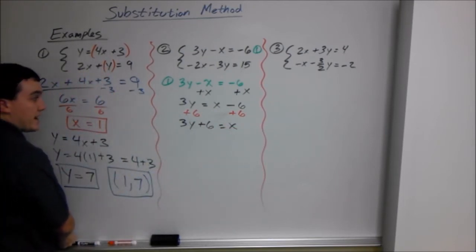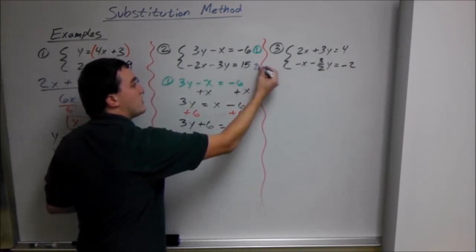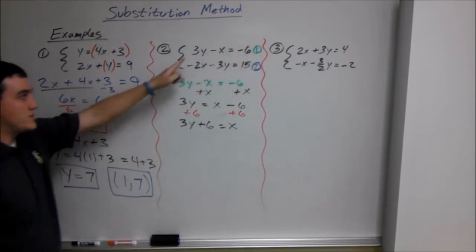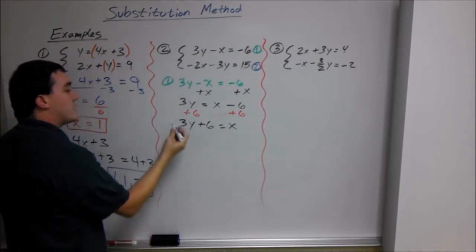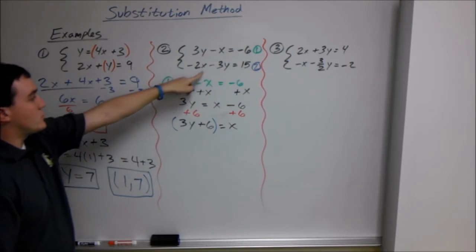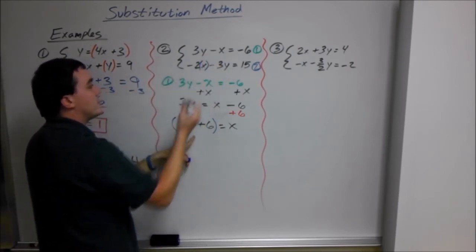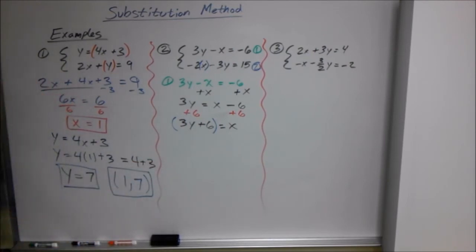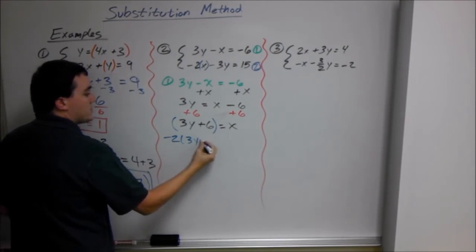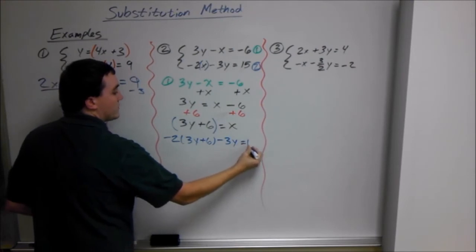Then we're going to take that and plug it into equation 2. Whatever equation you solve for, that has to be plugged into the other equation. If you plug it into itself, it's not going to work out. So we take equation 1 and plug it into equation 2. We know x equals 3y plus 6, so that is what that x is going to become. So we have negative 2 times 3y plus 6, minus 3y equals 15.